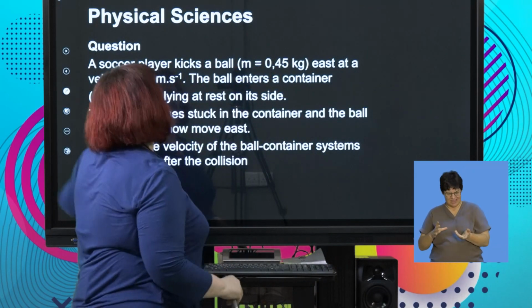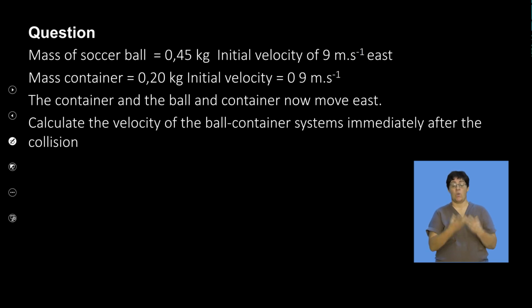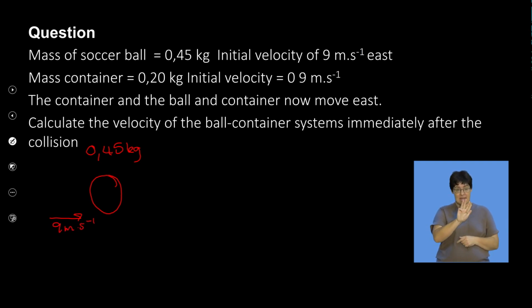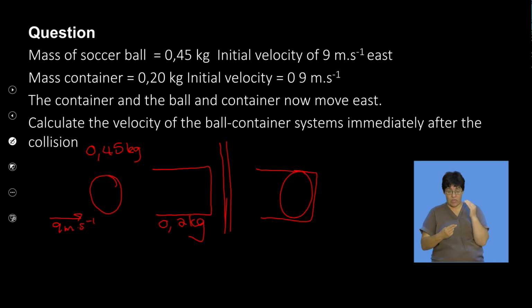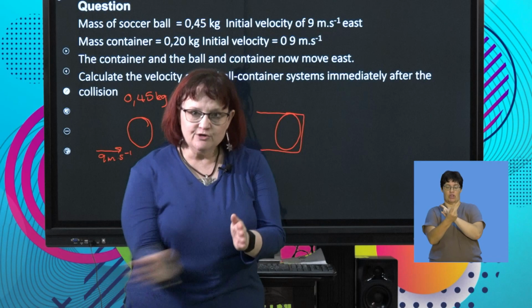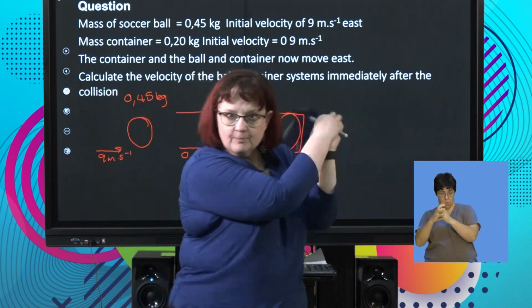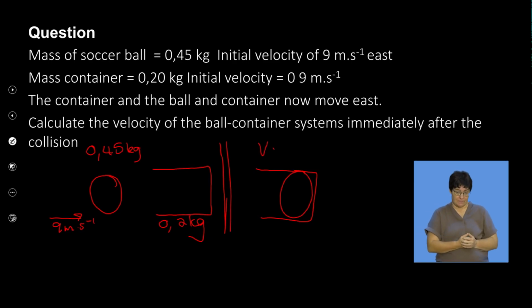Let's draw a diagram. So we have, okay, a soccer ball of mass 0.45 that's going 9 meters per second east. Okay, I'm gonna make that to the right, east. Then there's a container that's sitting on the floor. Whoever kicked this ball is amazing, because I wouldn't get it in the container. That's 0.2 kilograms. It's stationary. When the ball goes in, the container and the ball become one object. So the ball goes in the container, and because the ball was moving, the container and the ball move together. They want to know what is that final velocity.